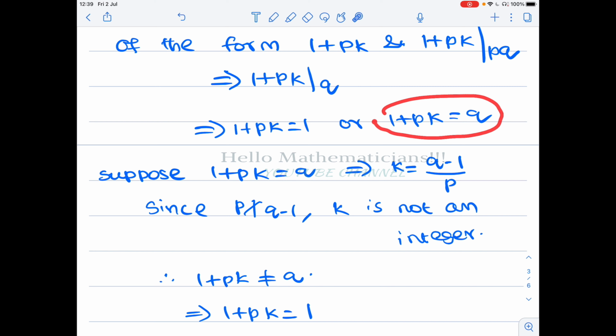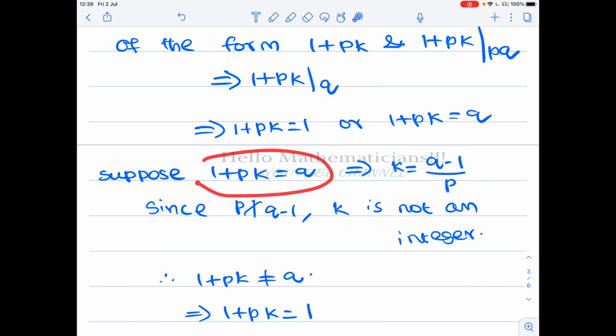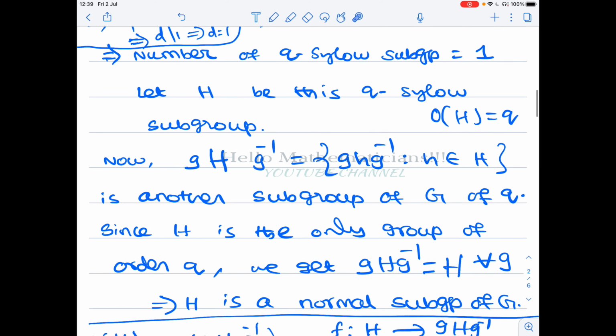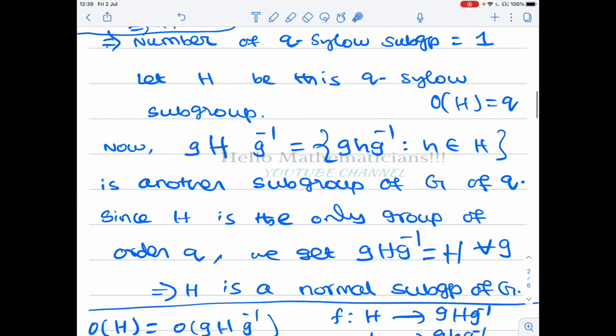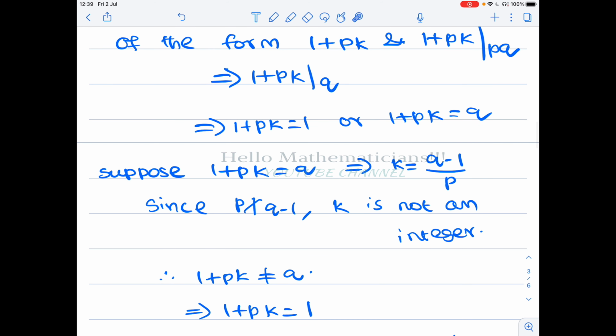Suppose we claim that this is not possible: the number of p Sylow subgroups cannot be q. Suppose the number of p Sylow subgroups equals q. This implies k equals (q minus 1) by p. But we assumed that p doesn't divide q minus 1. Here only we are using our assumption. Since p doesn't divide q minus 1, this is a fraction, not an integer. But we want k to be a non-negative integer. When I defined k, I said that k should be a non-negative integer. Therefore, this case is not possible.